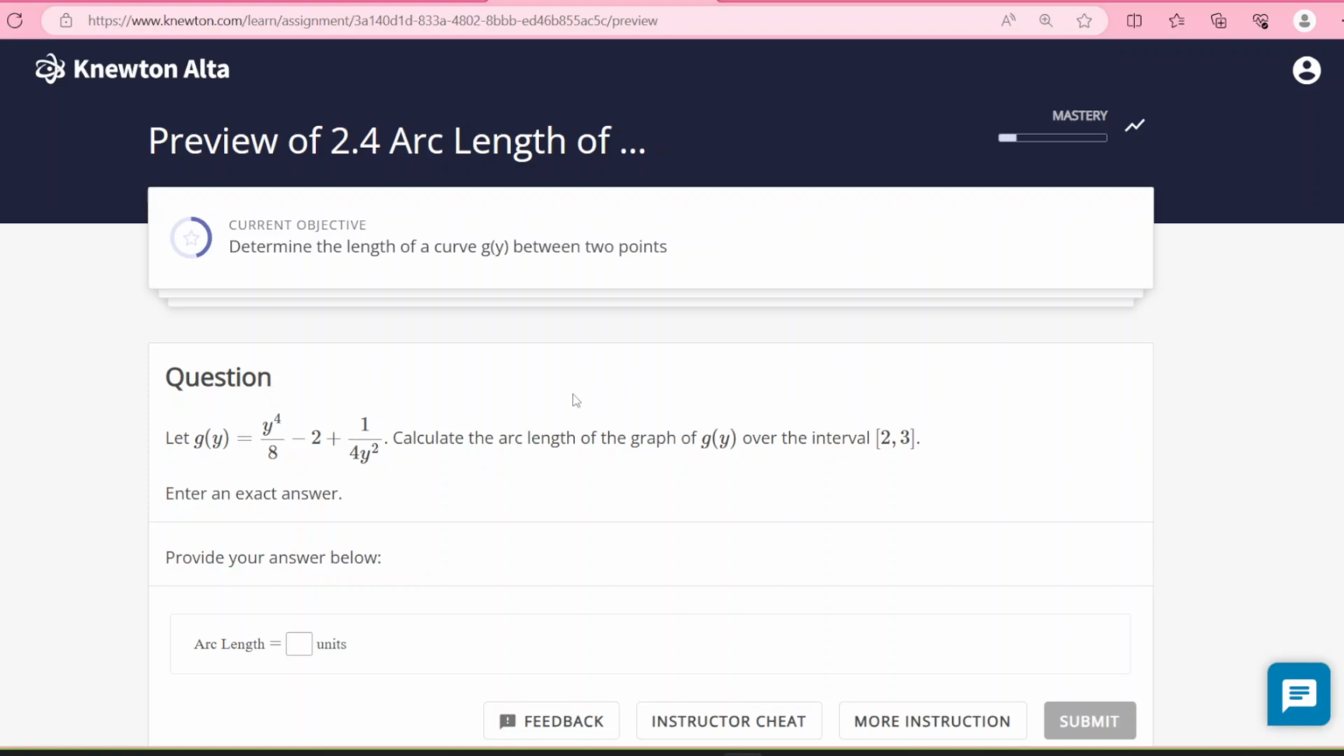So this next question, same deal. All these are arc lengths for a while. So here we're given another function in terms of y, right? So y is the independent variable again. X equals y to the 4th over 8 minus 2 plus 1 over 4y squared. And we're asked to calculate the arc length over this interval. And again, it's an interval on the y-axis now, because everything's in terms of y, from 2 to 3. And notice it's enter an exact answer. So the integral we set up should be doable.